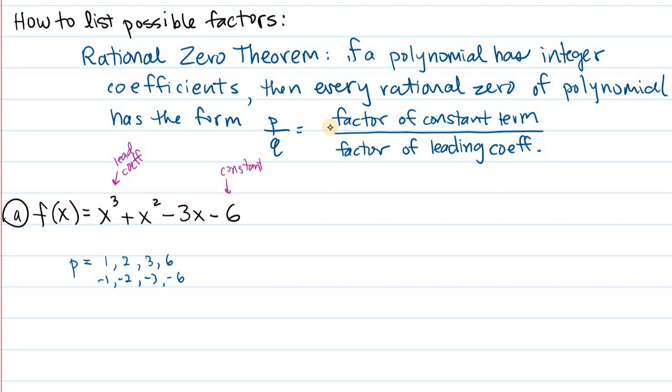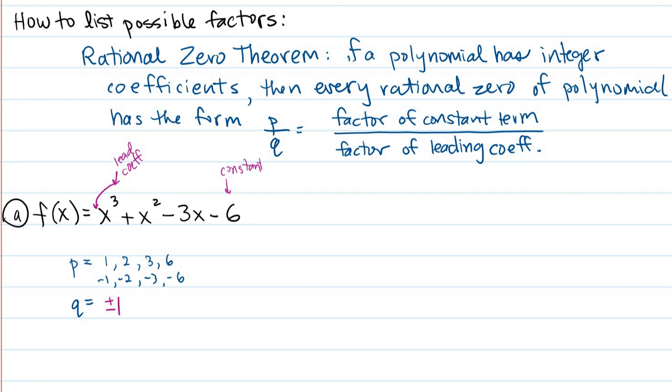Because -1 times positive 6 will give me -6, and so on. Usually we just write them with plus minus. The factors of the leading coefficient, luckily, our leading coefficient is just 1. Our leading coefficient is just 1, which means the factors of 1 are either 1 and 1 or -1 and -1. So we would say plus or minus 1.